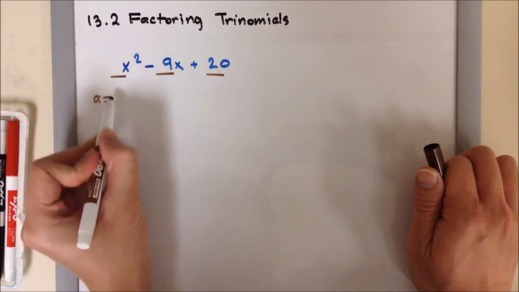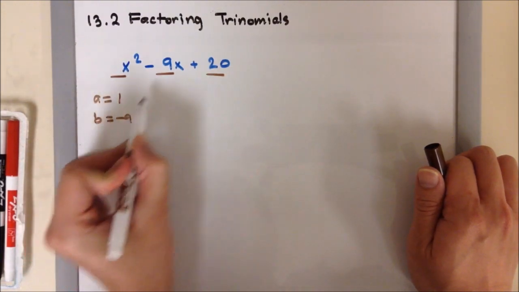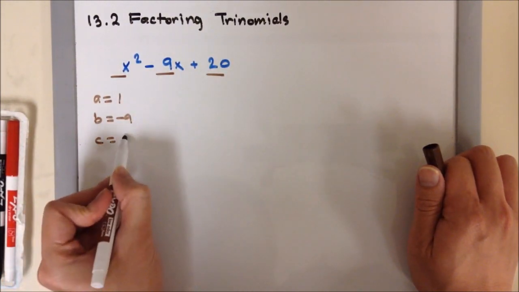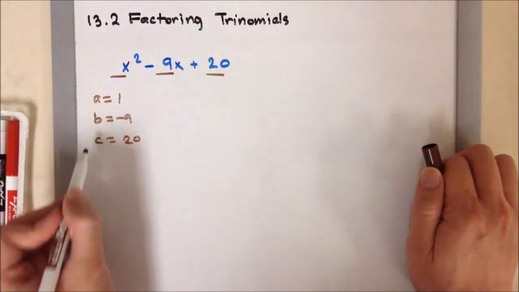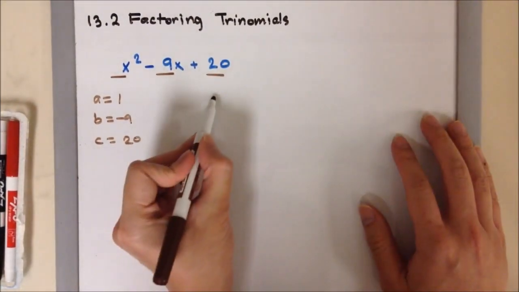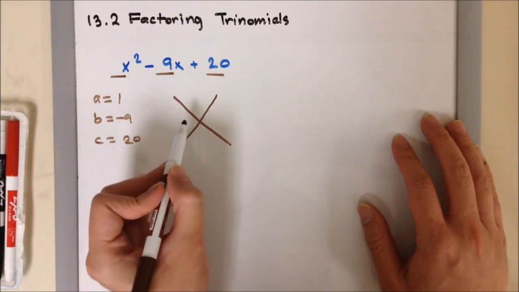So A is my invisible 1, B is negative 9 because of the minus 9x, and C is 20. So again, A, B, C, the values are just numbers. And then we're going to do our cross table, our X table.